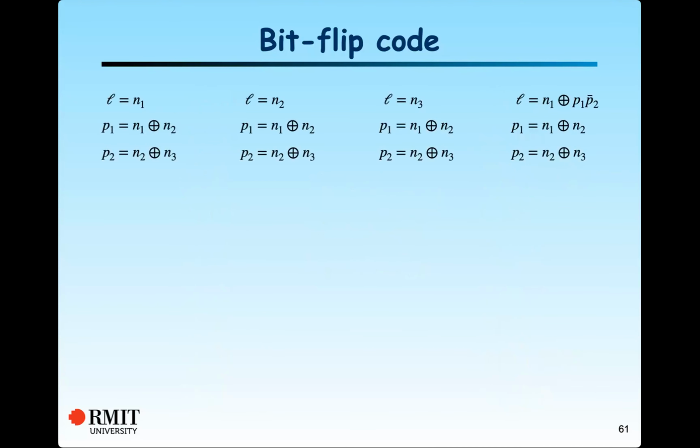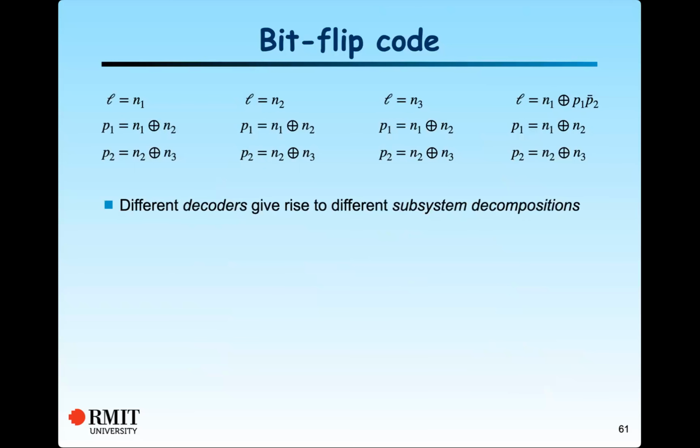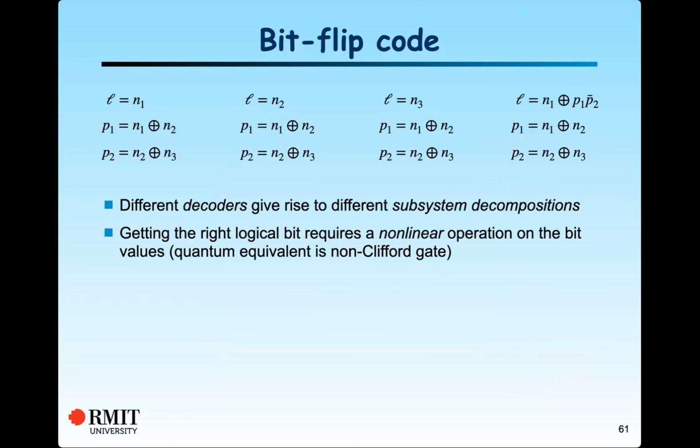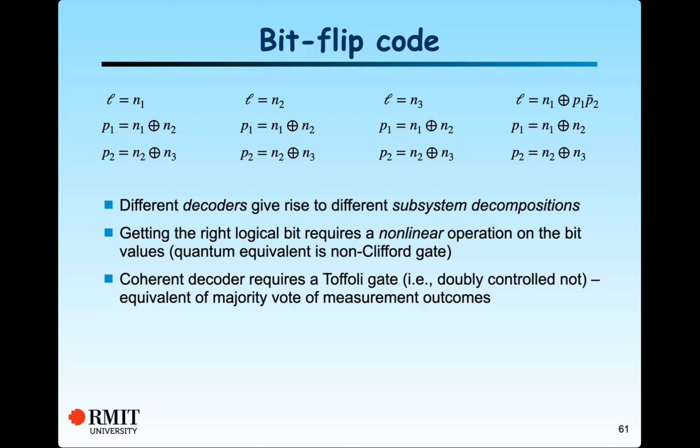But importantly, here's 4 different ways, and there's 3 that are equivalent to this one. There's 4 different ways to define a subsystem view of this code. And they are all based on different decoders. There's a naive decoder based on N1, N2, and N3. That's bad. And then there's the way we actually do it, which uses the syndrome information. Different decoders give rise to different subsystem decompositions. And getting the right logical bit requires a nonlinear operation, this multiplication of the 2. And if we were to do that in a quantum circuit, that would be a Toffoli gate, the non-Clifford gate.